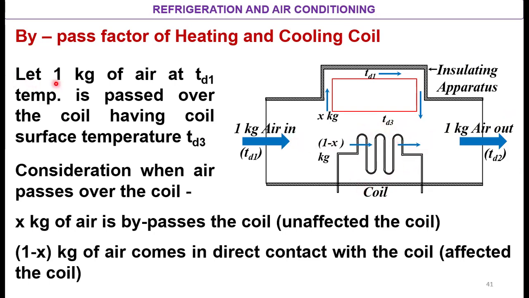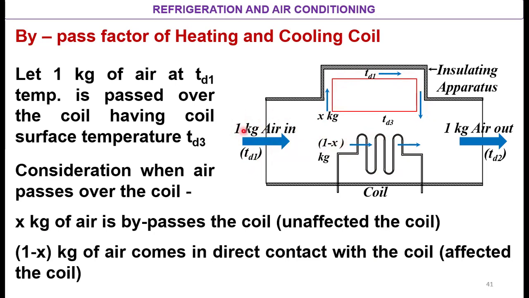So what is stated is, let 1 kg of air at temperature TD1 be passed over the coil having the coil surface temperature TD3. Then x kg of the air bypasses the coil and 1 minus x kg of the air comes in direct contact with the coil. It means that I am admitting 1 kg of the air, but all the air will not come in contact with the surface of this coil. Some part of the air will remain unaffected. That will bypass, and will not come in contact with the surface of the coil.